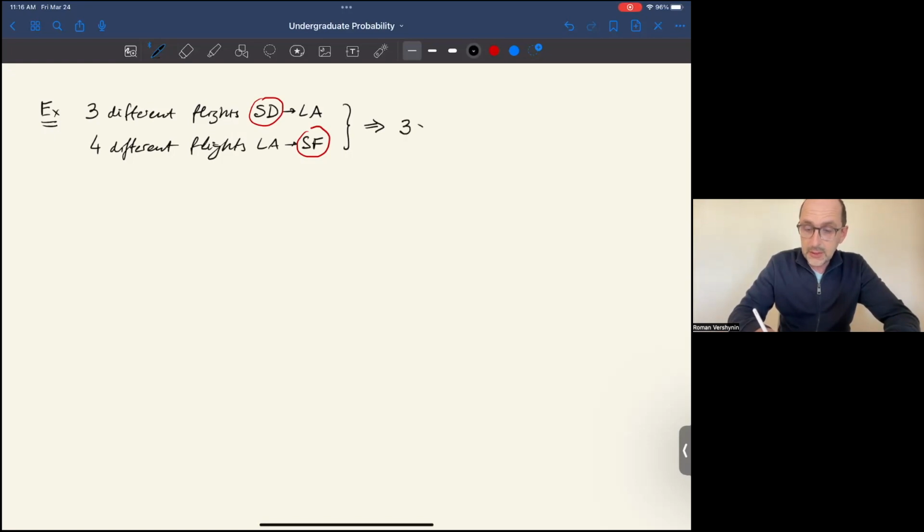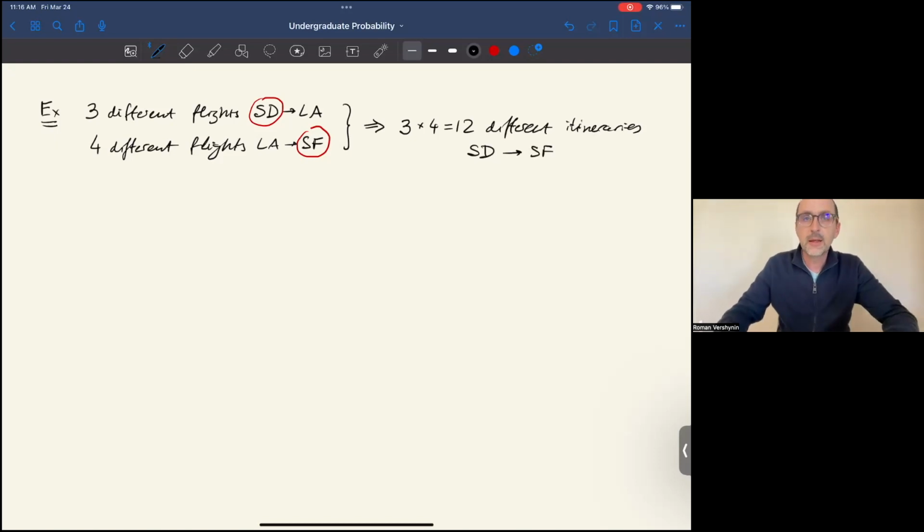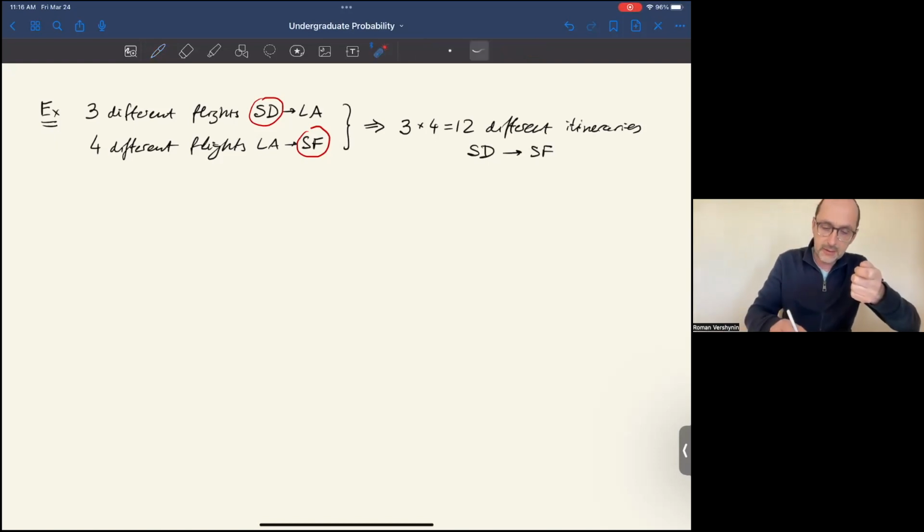Obviously, there are 3 times 4, which is 12, different itineraries for you to go from San Diego to San Francisco. Here we multiplied. The reason is that for every single flight from San Diego to Los Angeles, you can take 4 different flights from Los Angeles to San Francisco, and that's why we multiply.